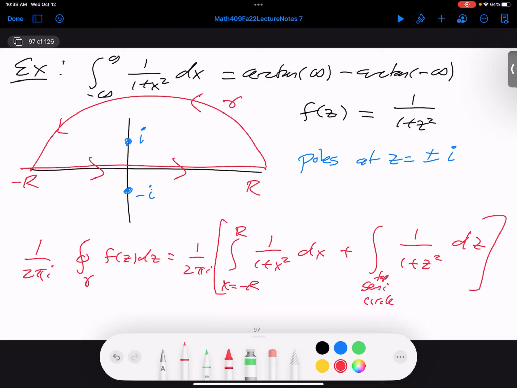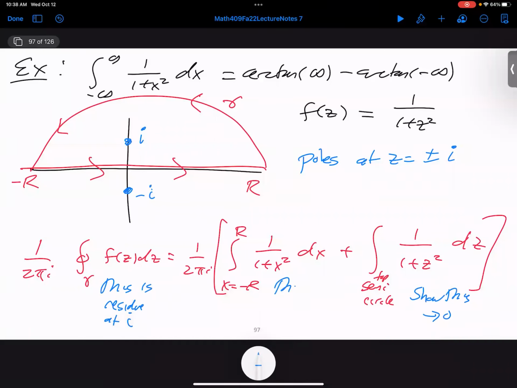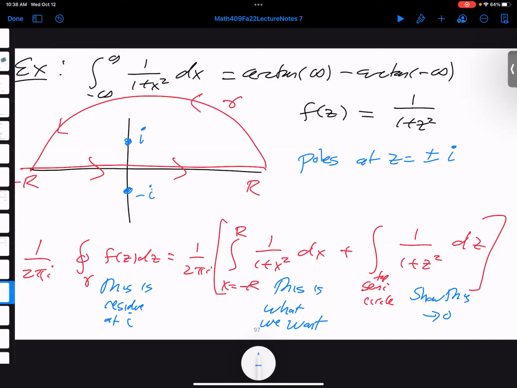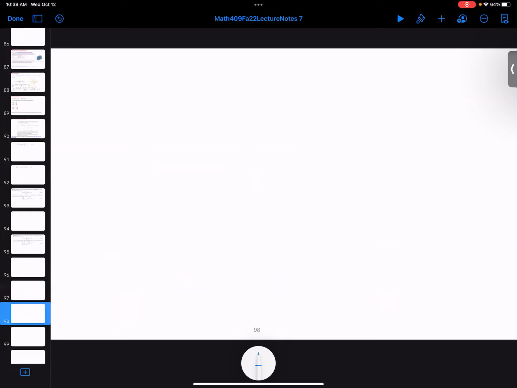Just i. Only i is inside the region. So I will show this goes to 0. This is the residue at i, and this is what we want. And this is how you can handle some really difficult real integrals. If instead of having 1 over 1 plus x squared, I had 1 over 1 plus x to the 4th, you could do that. So let's look at the different pieces.